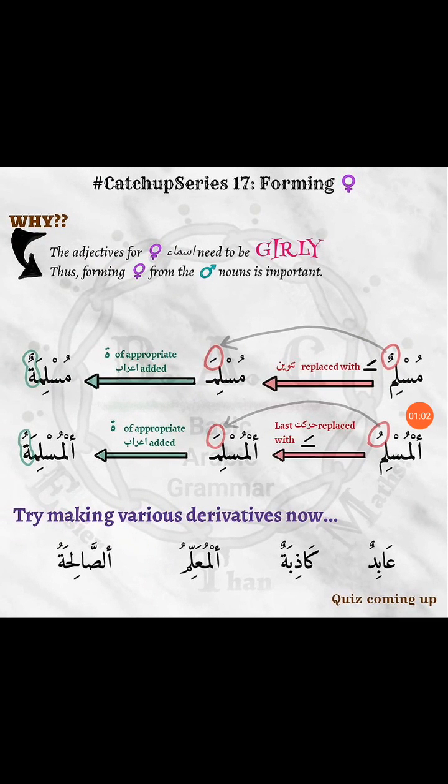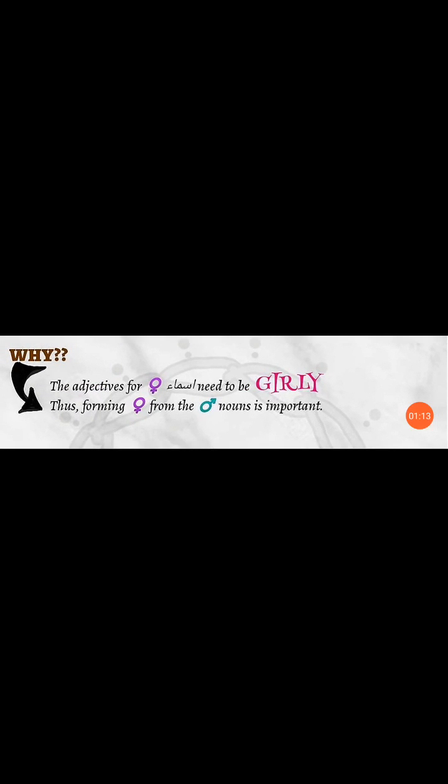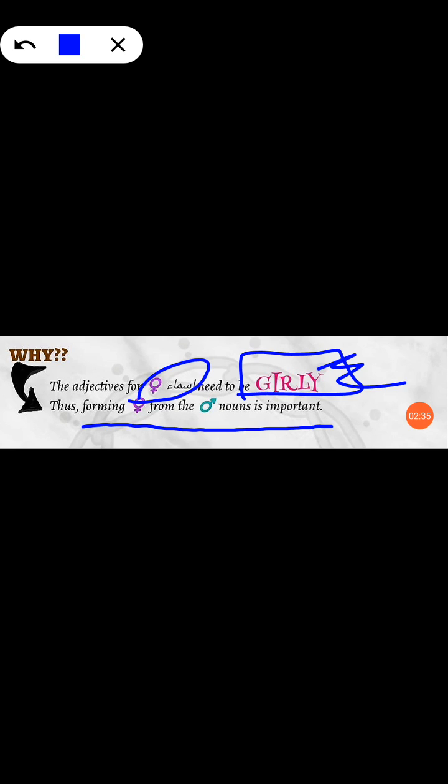Now first of all we need to ask ourselves why we need to do it. The answer is that usually this is done for adjectives. All the adjectives that are defining a feminine ism, a grammatically feminine ism, need to be feminine as well. So that's what I've written here, that the adjectives for the feminine asma need to be feminine. So that's why this process is important.